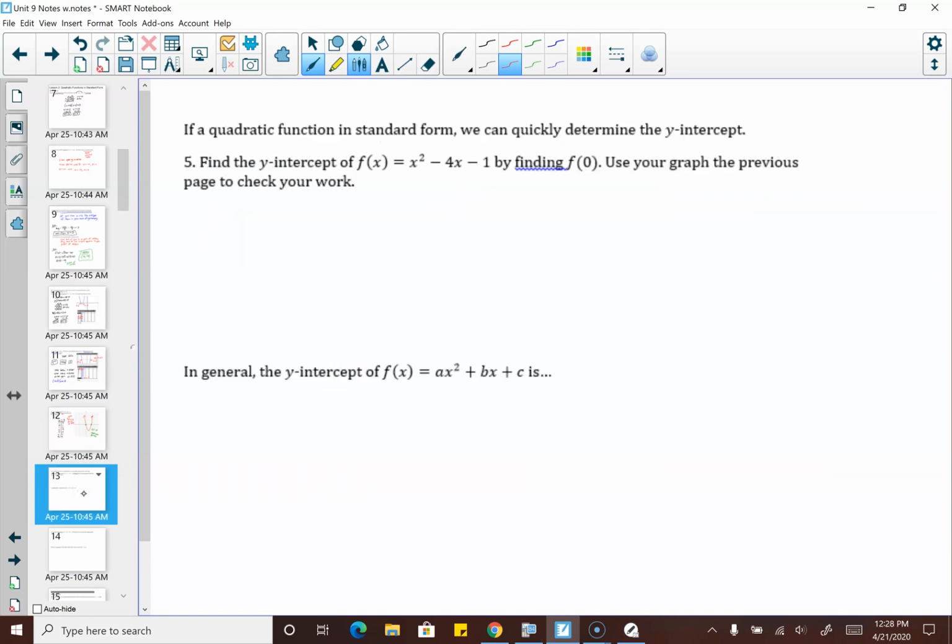If a quadratic function is in standard form, we can quickly determine the y-intercept. Find the y-intercept of f of x equals x squared minus 4x minus 1 by finding y when x equals 0. Use the graph from the previous page to check your work.